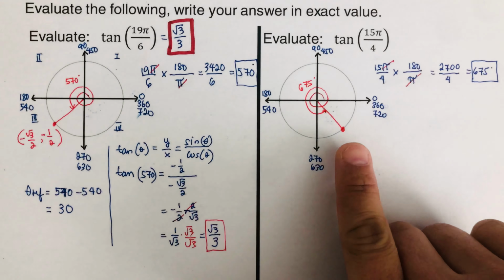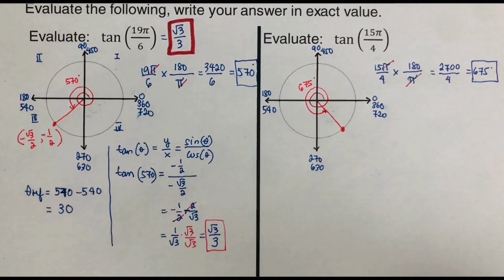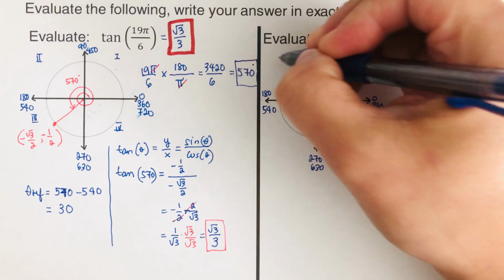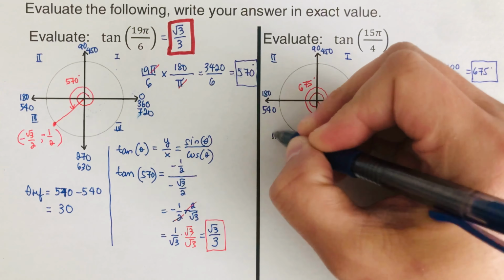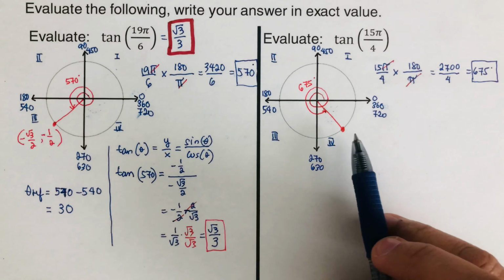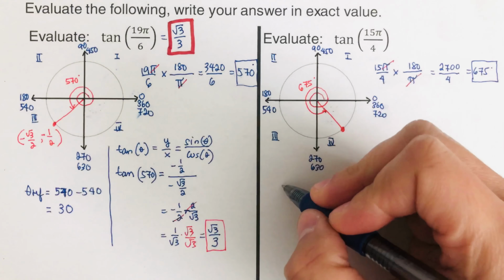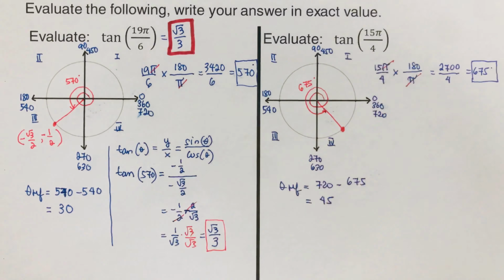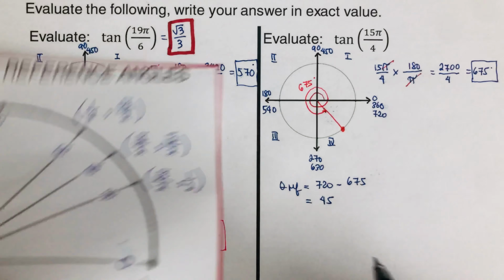Okay, so once we've labeled it, we move on to the third step. We determine the reference angle and we evaluate. So this is on the fourth quadrant. So this is first, this is second, this is third, and this is fourth quadrant. So we're going to use the formula for the fourth quadrant to find the reference angle. Okay, so we got 45.